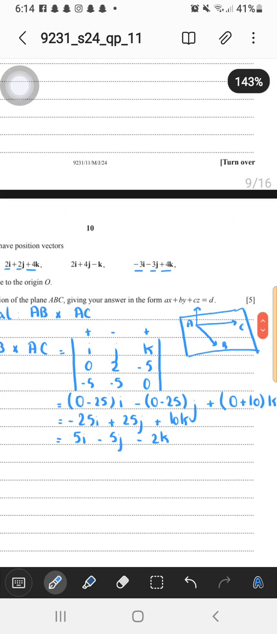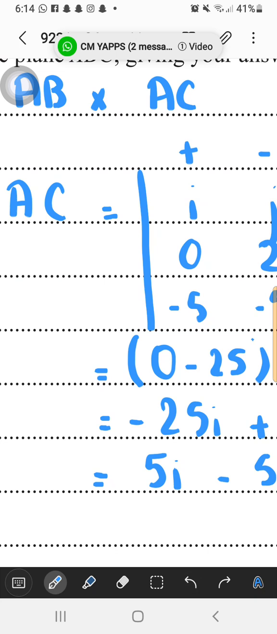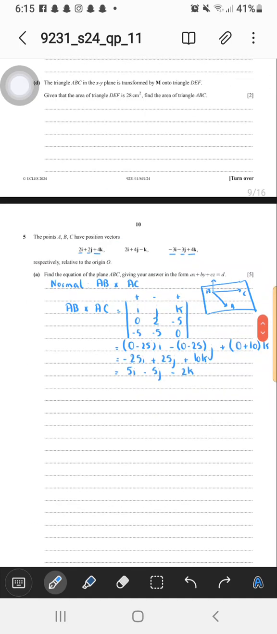So this is our normal. By the way, this normal is also acceptable. We will get the same answer from both normals. It is not necessary to change the sign or divide it by 5. You can do it from this. Both are right, both are correct. So this is our normal.